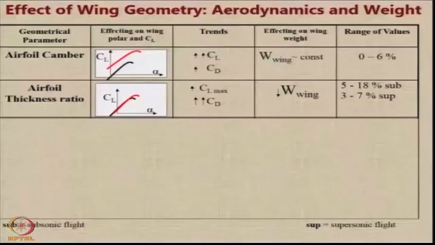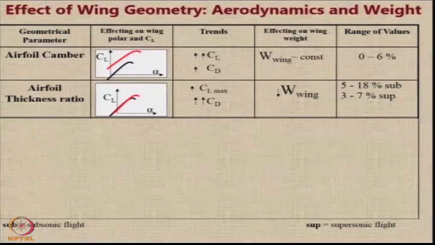And the typical values of camber that you see are between 0%, which is a symmetric aerofoil, to around 6% of the chord. The aerofoil thickness ratio is another parameter which affects the CL alpha curve. Mainly, it increases the angle at which it stalls. So, it increases the CL max, but it also increases the drag coefficient. However, when you have a higher thickness to chord ratio, you generally can come up with a lower wing weight.